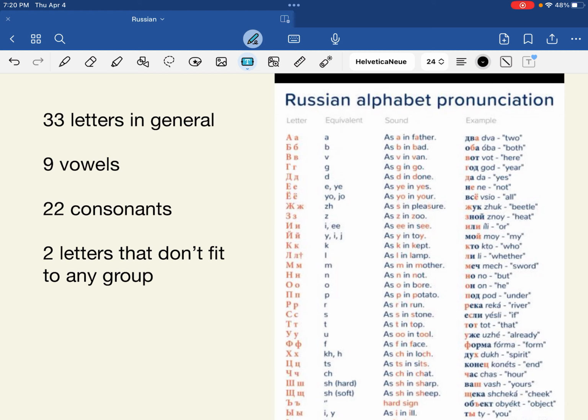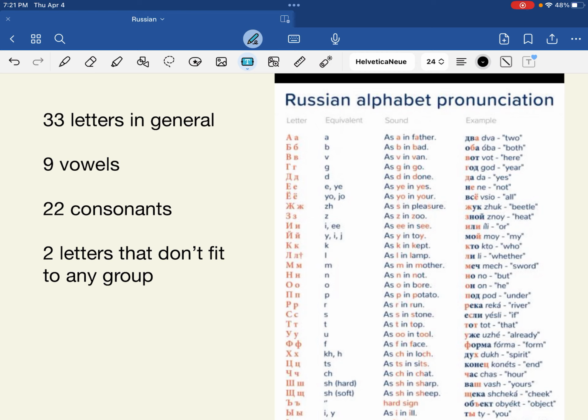Today we are going to learn the Russian alphabet that includes 33 letters. 9 of them are vowels, 22 of them are consonants, and there are 2 letters that don't fit to any group. They are used just to make the consonant that stands before these letters softer or harder.